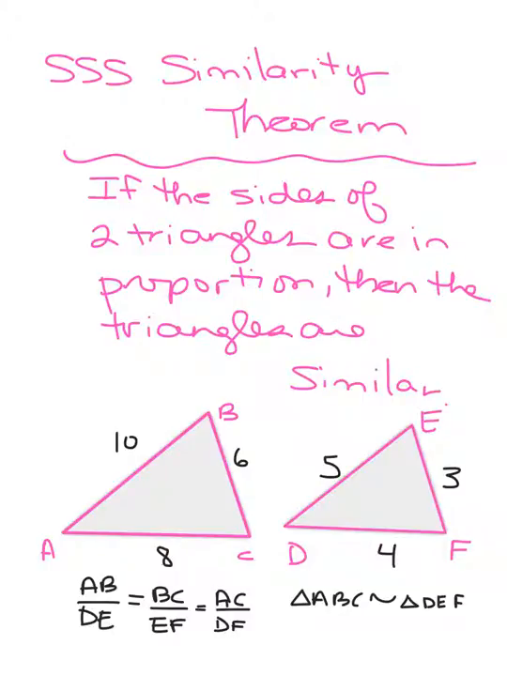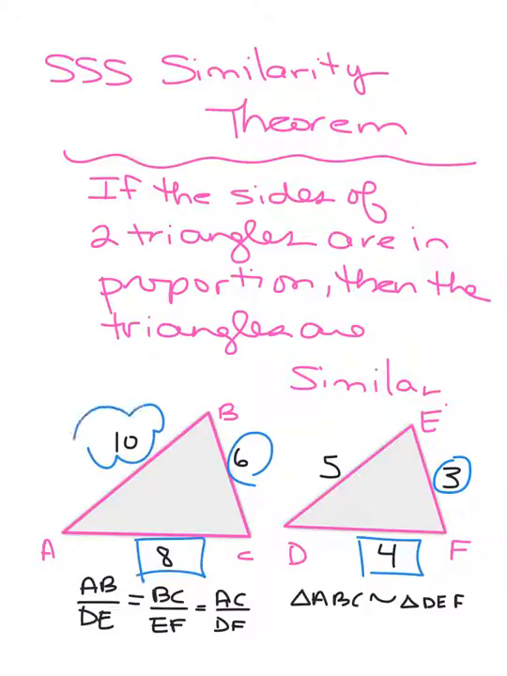Our next theorem is the SSS Similarity Theorem, which stands for side, side, side. If the sides of two triangles are in proportion, then the triangles are similar. So when I'm looking at my two triangles, again, I have to match things up. I'm going to go with my smallest sides, so 3 and 6 would match up, and then my next smallest, so 4 and 8, and then 10 and 5. So I have to make sure all three sides are in proportion.